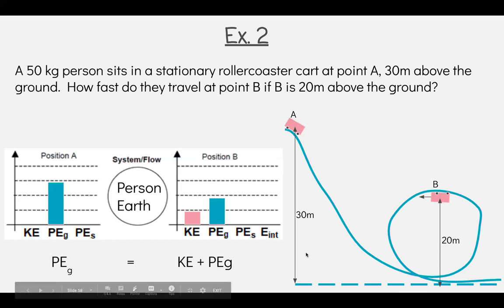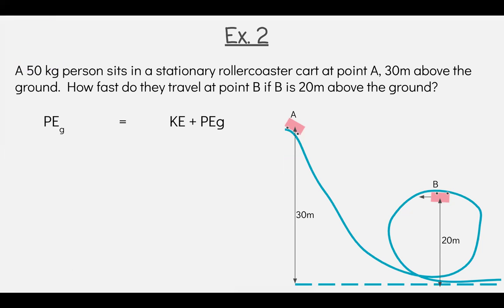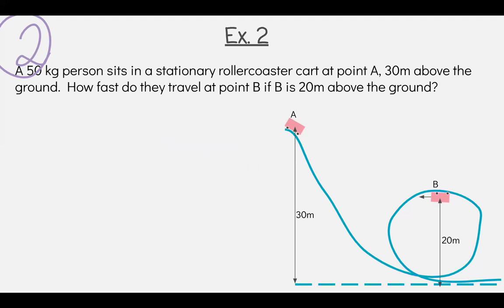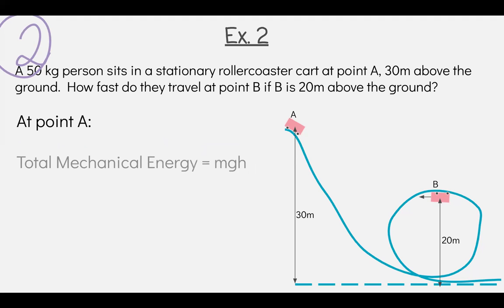which gives my equation the potential energy at A is equal to the sum of the kinetic energy plus potential energy at B. That's step 1. Step 2, calculate the total mechanical energy. At A, we know the total mechanical energy because we know the height. So I'm not going to try and calculate it at B because I don't know the speed at B. I can't calculate the total mechanical energy at B. So let's do it for A. At A, there's only potential. So mgh that. And that gets me 14,700 joules.